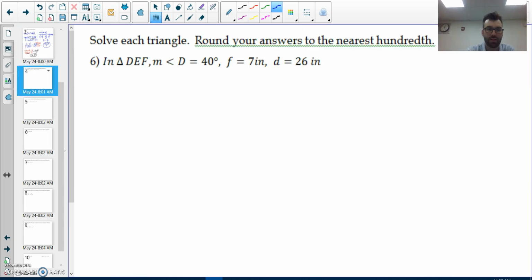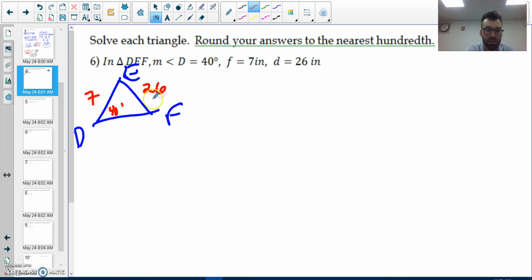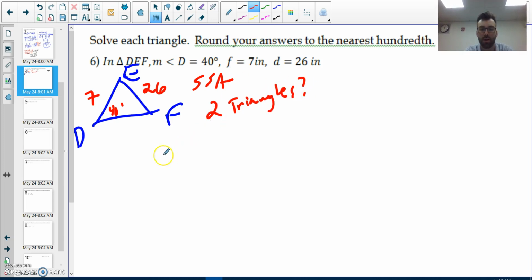All right, so we're getting to some law of sines problems here. Remember with these, I want to draw a picture. So D, E, F. Angle D is 40 degrees. Side F, which is across from angle F, is 7. And side D is 26. So I have a side-side-angle, which is the ambiguous case, which means I have to test: are there two triangles?